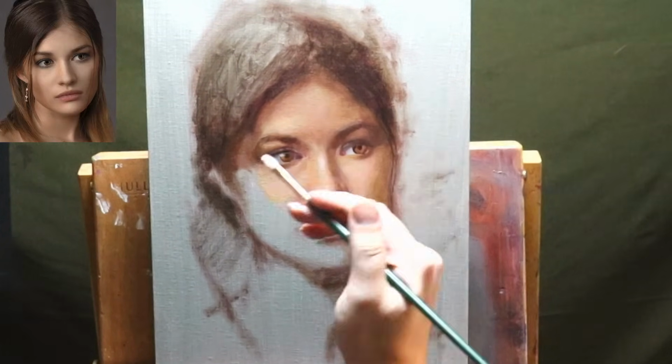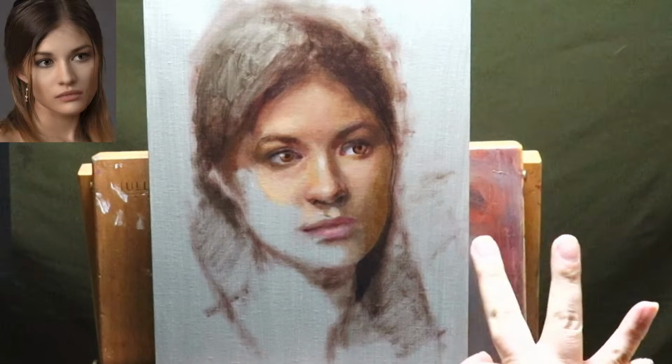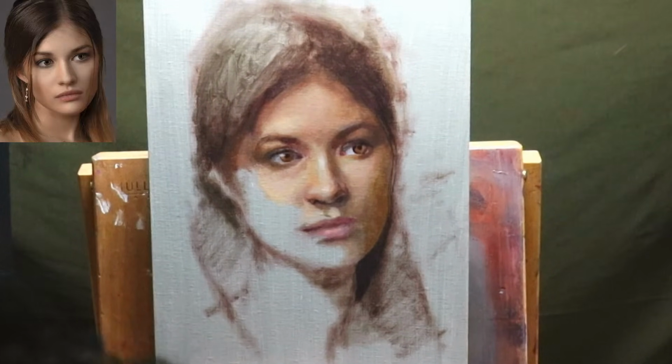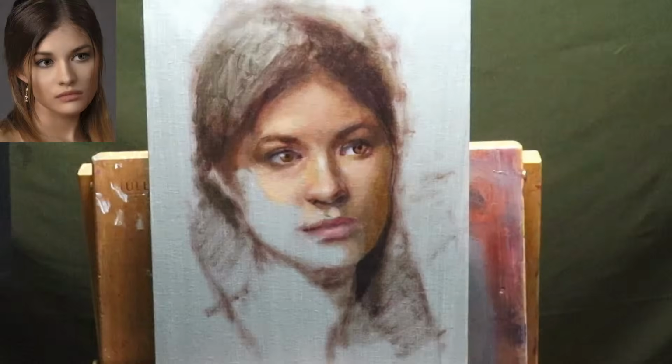Today, as we develop this painting a little bit further than we did last time, I want to talk about three traps, or let's just call them three problems that can arise when we are working as artists. So I've got this a little bit more clear for you this time. Number one is going to be thinking about color mixtures. Let's just talk about that for a second here as I actually start to mix some color.